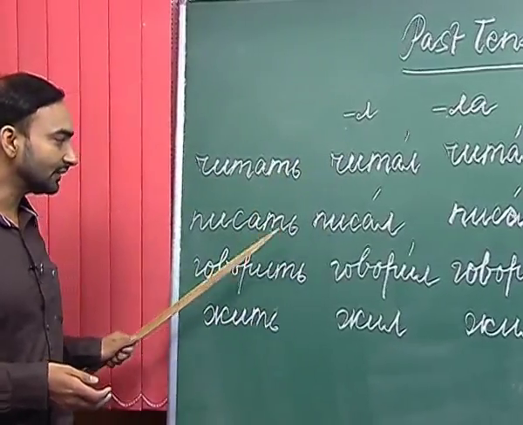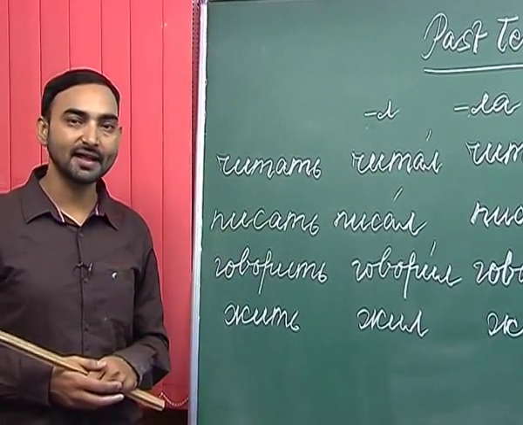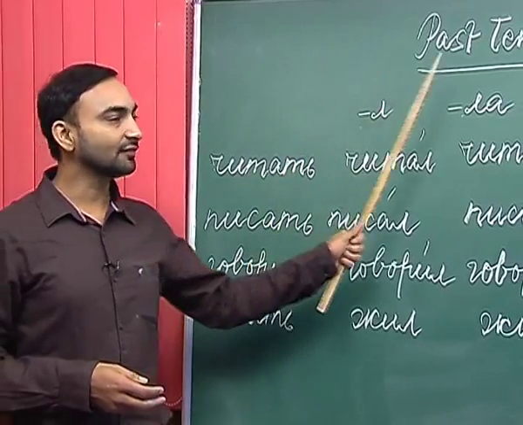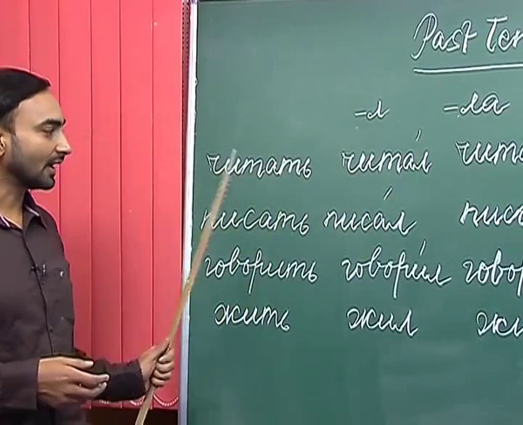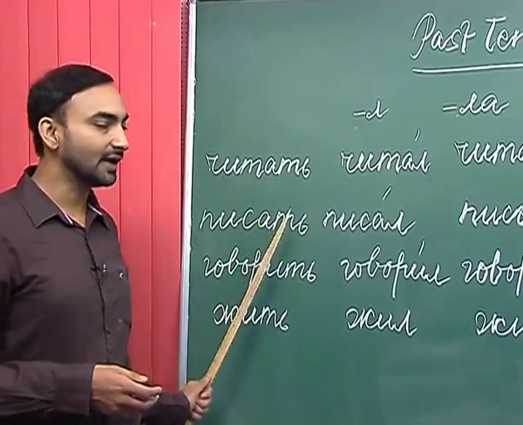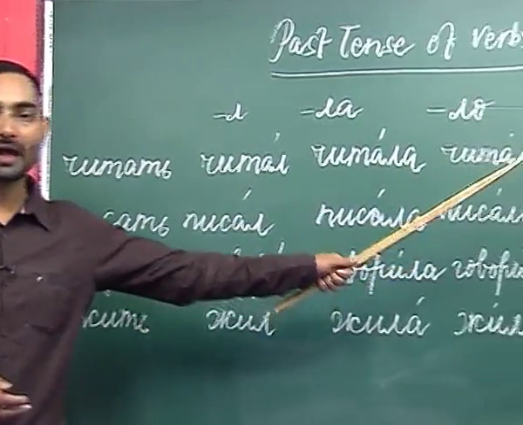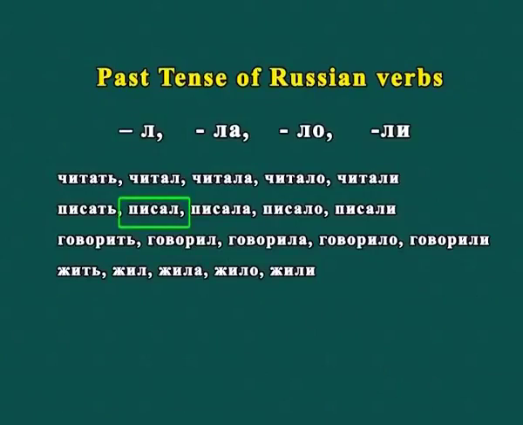So let us take another verb, pisat'. Pisat' is to write. So how do we make the past tense forms of this verb? Again we do the same thing. Remove -t' and soft sign and add -l, -la, -lo, and -li. Pisal, pisala, pisalo, and pisali.